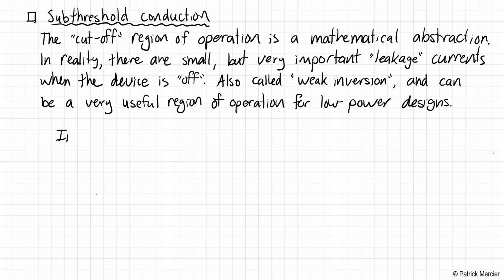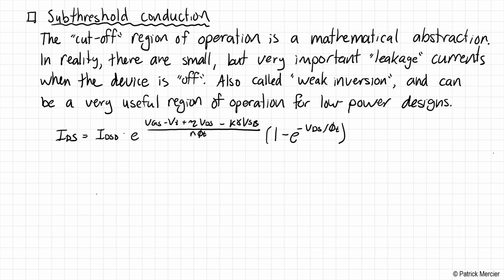So let's go ahead and write down the formula. IDS is equal to IDS0 times e to the (VGS minus VT plus eta VDS minus K gamma VSB), all of this over n phi T, times (1 minus e to the minus VDS over phi T). Okay, so everything clear?